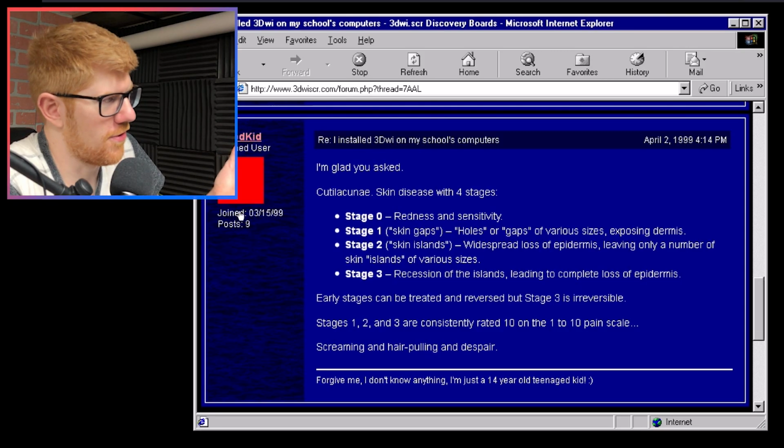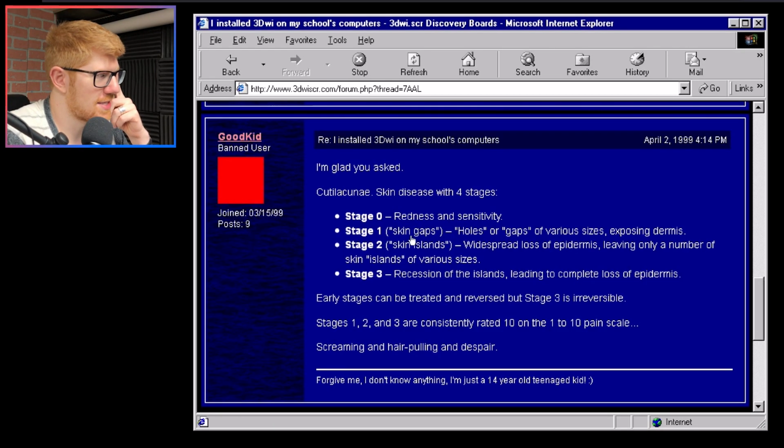I almost forgot the word for this shape. And then skin gaps. What could that mean? Holes or gaps of various sizes exposing dermis. I hate when my dermis is exposed. I don't know. Guys, I'm too stupid to know what this means. Skin islands. What do you mean?